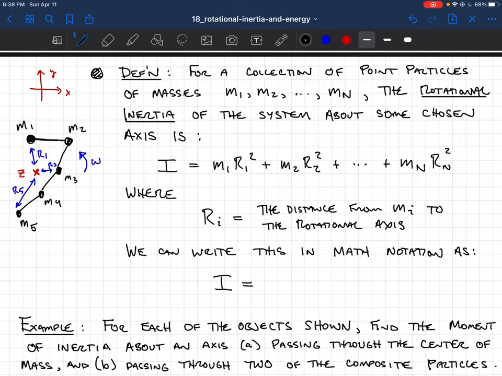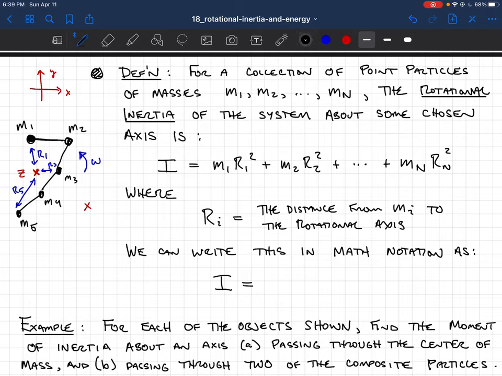Okay, so that's just the definition. And you can see that the qualitative things that we observed on the previous page appear in this, meaning that if you put a lot of mass at large r values, then you'll get a larger I value. So if you increase these r values, I will increase, even if the m values stay the same. And it will depend on where the axis is, right? I chose this to be the z-axis, but if I had chosen a different place, like over here, then all of those r values would change, and therefore the I value would change. So those two qualitative things hold up in this.